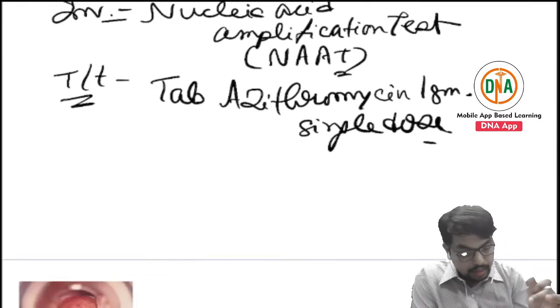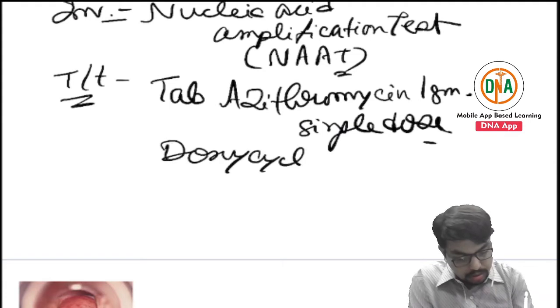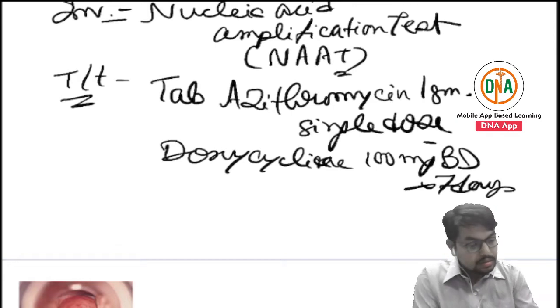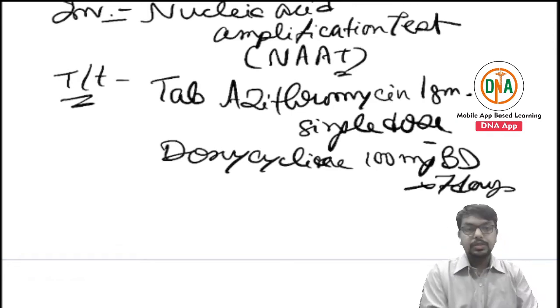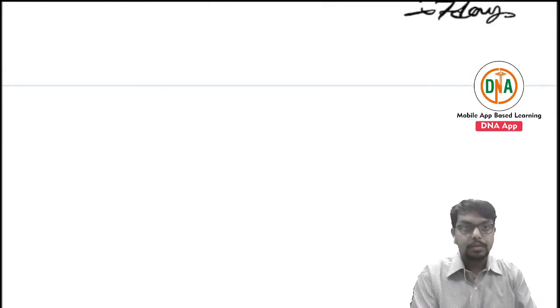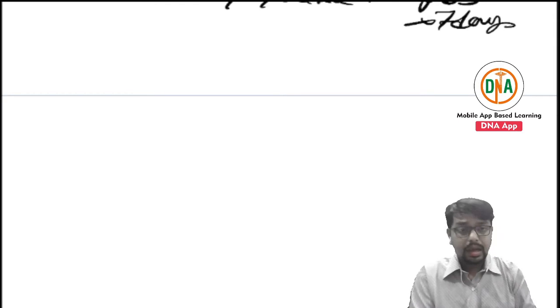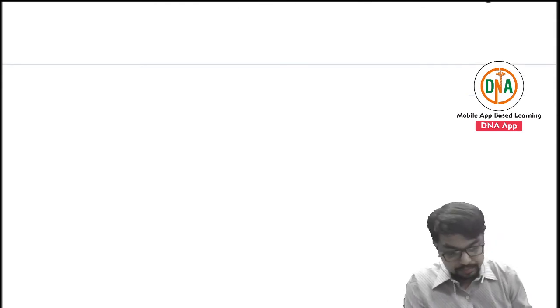Also, we can use doxycycline here. Doxycycline, what we give? We give 100 milligram twice daily for 7 days. Okay, so this is for urethral discharge syndrome, because the same organisms are responsible for cervical discharge and anorectal discharge also.